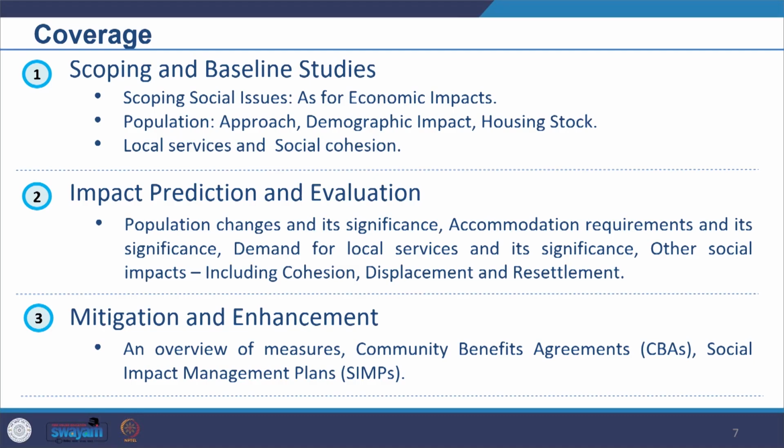Given this context, the second part of the lecture will look at what we cover in terms of scoping and baseline studies when we deal with social impact assessments, what the different key issues and agendas are which you might have to look into while undertaking the scoping, and what approach you need to adopt to look at the impact on the population, the impact on local services, and other kinds of impact like social cohesion and stress. What kinds of considerations, and what different types you might encounter.